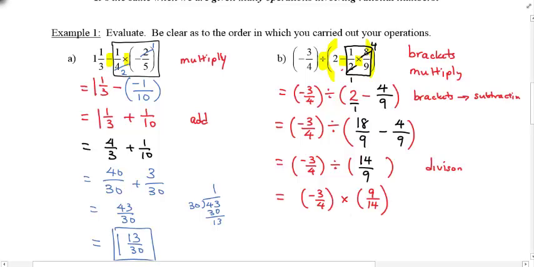And now, can I cross reduce anywhere? I don't think so. So let's just go 3 times 9, that's 27. And 4 times 14, that's 56. And this answer must be negative, since one of them is negative and the other one is positive.